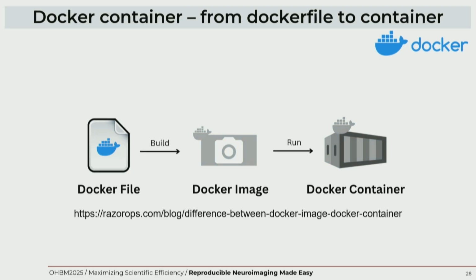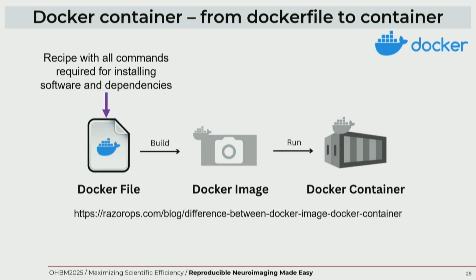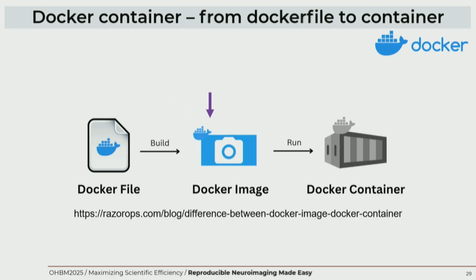To build and run a Docker container, we start by writing our recipe with all the commands required for installing software and dependencies and downloading any required file. This recipe is what we call Docker file. And then we are ready to build our Docker image, which is essentially a read-only blueprint of our container. And finally, we are ready to run our Docker image, and that generates a Docker image instance, which is our Docker container. So in other words, a Docker container is a runtime environment.